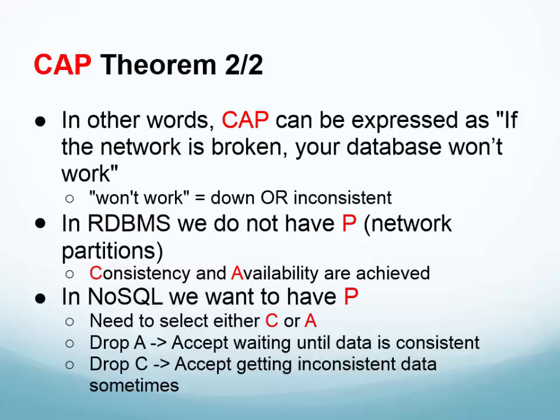It says drop A, accept waiting until data is consistent. We don't want availability, we want consistency. So our application can keep on waiting until the data is available over there. Or accept getting inconsistent data sometimes. Data will be forwarded or replicated to all of our nodes, but it is not going to be consistent. We cannot be sure that it is going to be there on node A and on node B as well. Maybe part of it is available on node B and the whole data is available on node A. So we can have inconsistent results, but it is going to be available at all times.